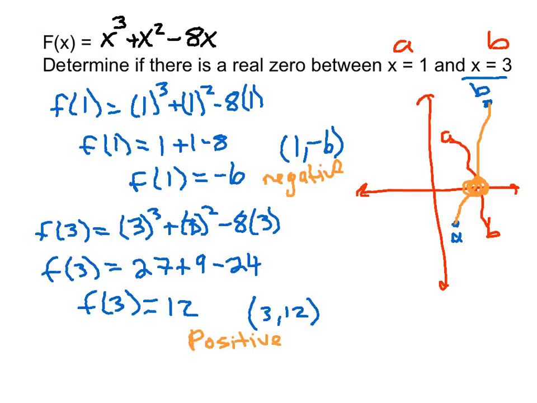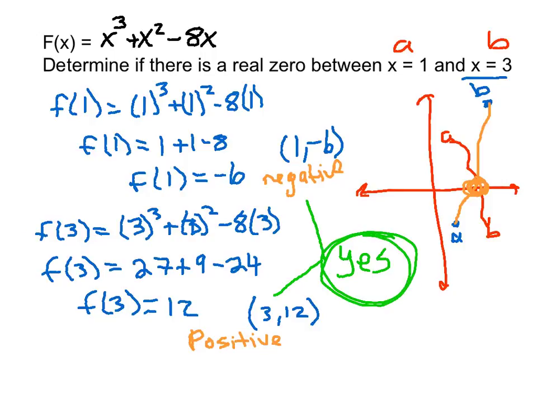So, determine if there is a zero between x equal to 1 and x equal to 3. Since we plugged in 1 and we got a negative value, and we plugged in 3 and we got a positive value, we see the answer is yes. There must be a real zero between them, and we know that because of the intermediate value theorem, which states that for a polynomial function, there has to be a zero between those two points.